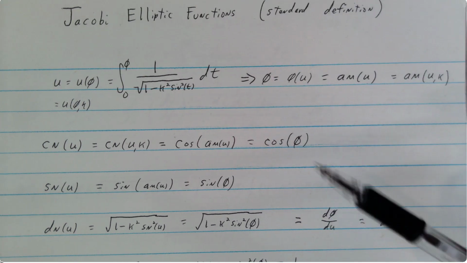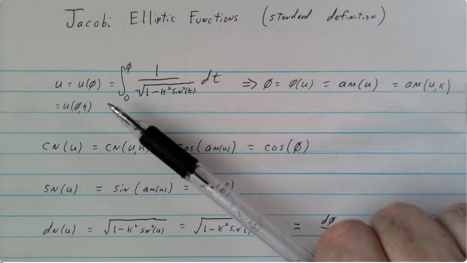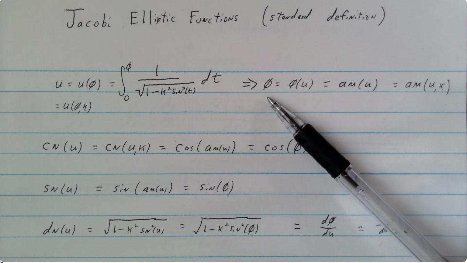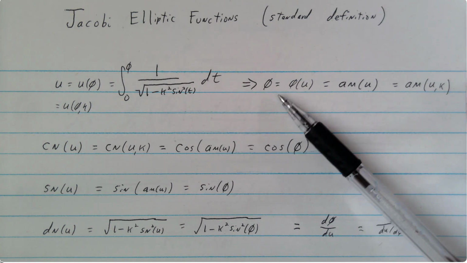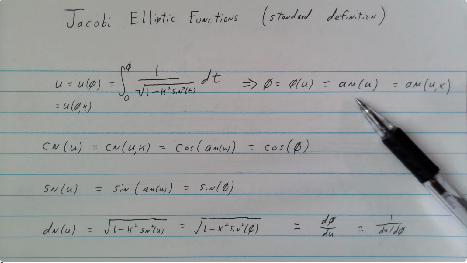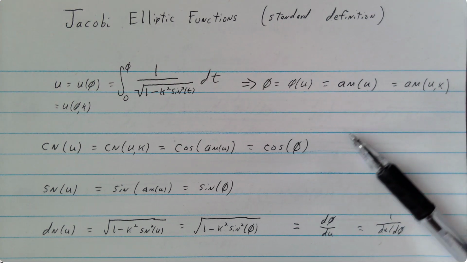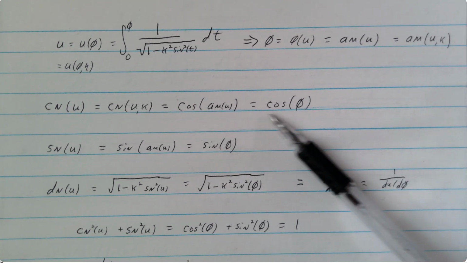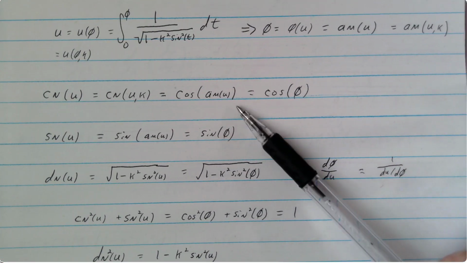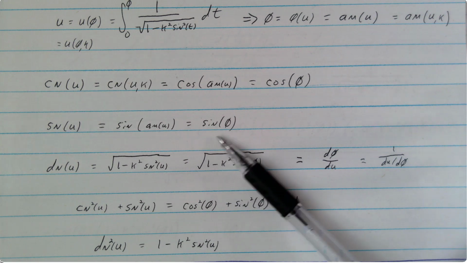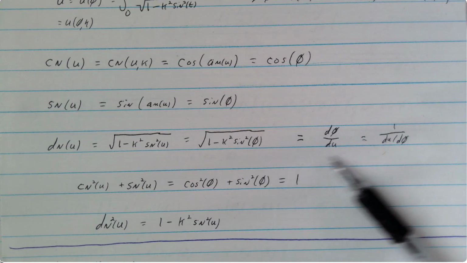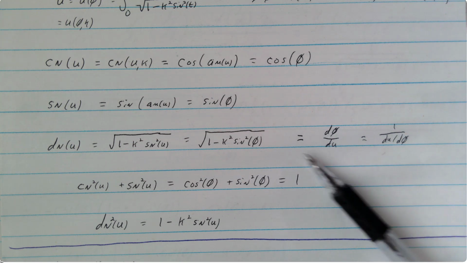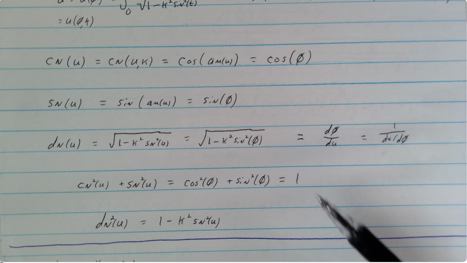If I re-look at the definition, since u depends on phi and it's one-to-one, we can think of it as phi also depends on u, the amplitude of u. Then cn u is cosine phi, the cosine of the amplitude u, and sn u is sine of phi. dn u is d phi du, which is 1 over du d phi, and that follows from the fundamental theorem of calculus.